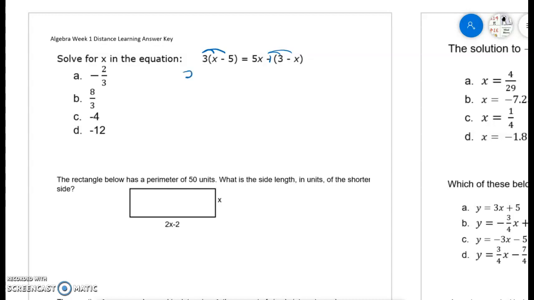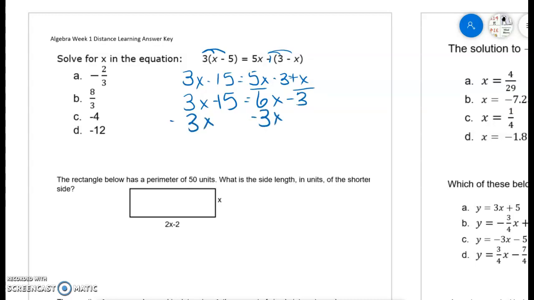Make sure you distribute that -1. So 3x minus 15 is equal to 5x minus 3 plus x. We're going to have to collect like terms, so we have 3x minus 15 equals 6x minus 3. Move your variables to one side.